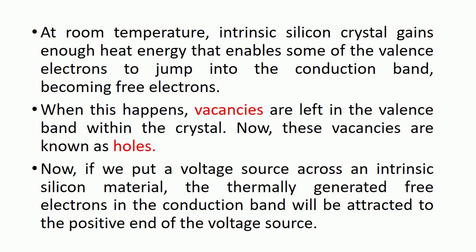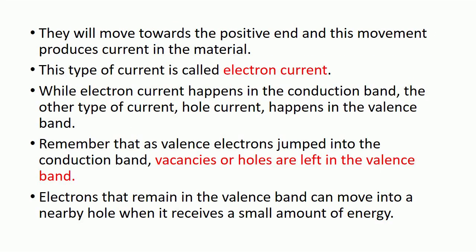Now if we put a voltage source across an intrinsic silicon material, the thermally generated free electrons in the conduction band will be attracted to the positive end of the voltage source. They will move towards the positive end, and this movement produces current in the material. This type of current is called electron current. While electron current happens in the conduction band, the other type of current, hole current, happens in the valence band.